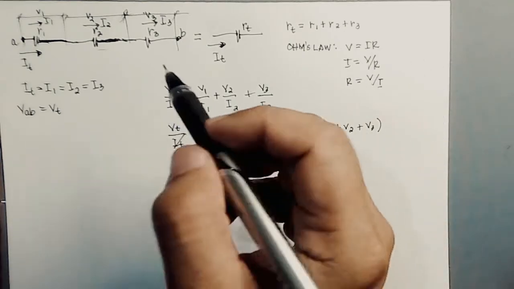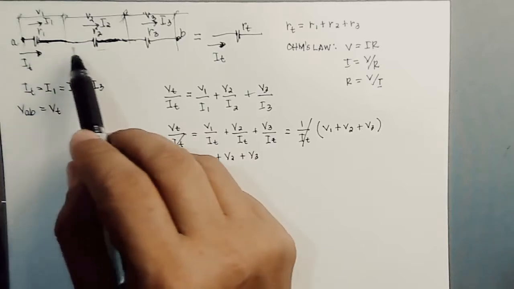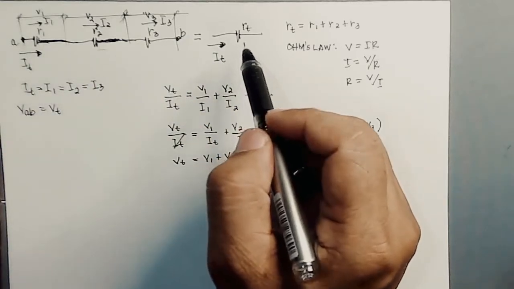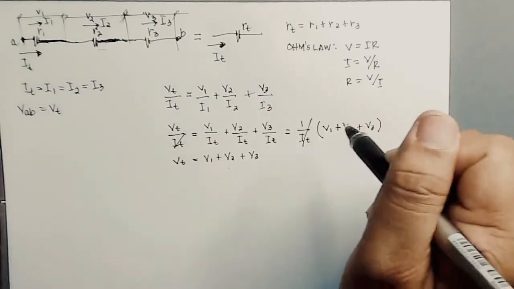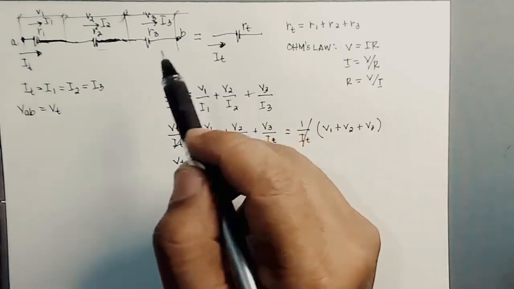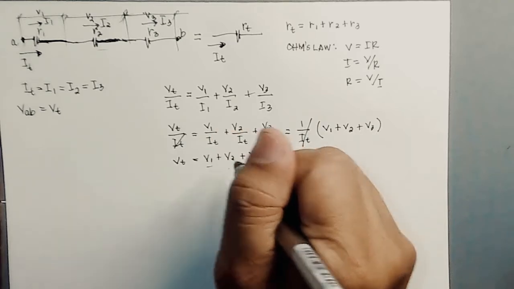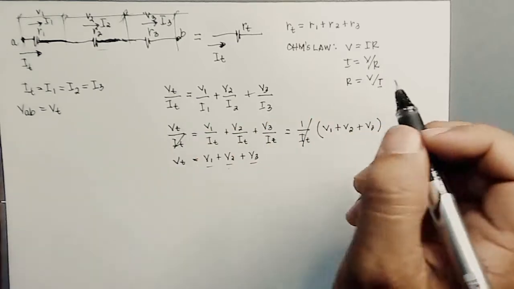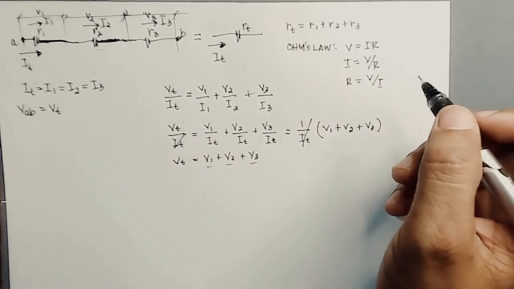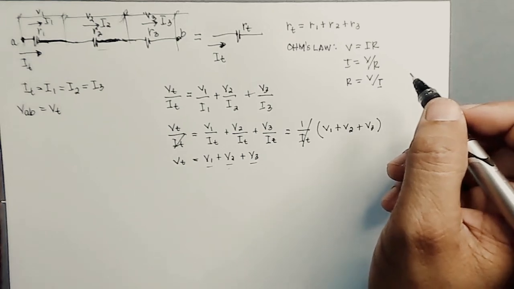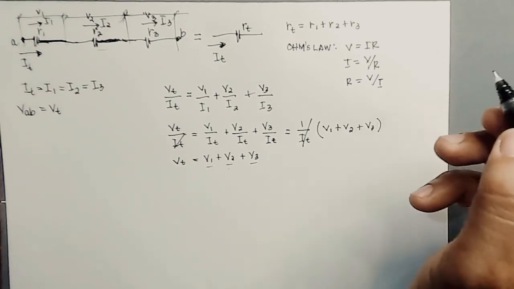In summary, the currents are the same. Yeah, it has an equal current, but the voltages are different. So to be able for us to get the total voltage, you should add each of the voltages of the resistors. Okay, so how about if it is connected in parallel?